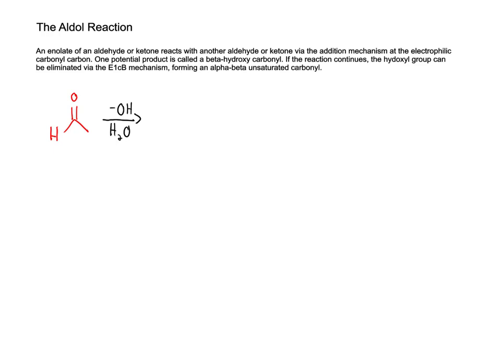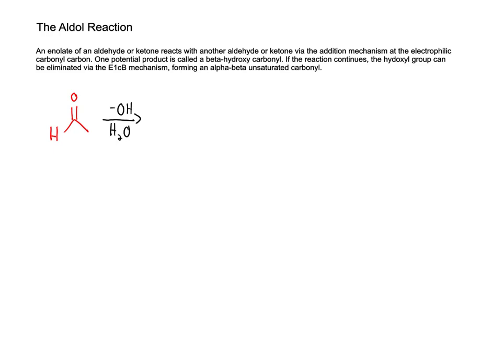Sometimes the reaction continues past this point, and the hydroxyl group can be eliminated via a mechanism called E1CB, and that will form a different product, an alpha-beta unsaturated carbonyl. We'll cover the E1CB mechanism after this one. So first, let's take a look at what we have.